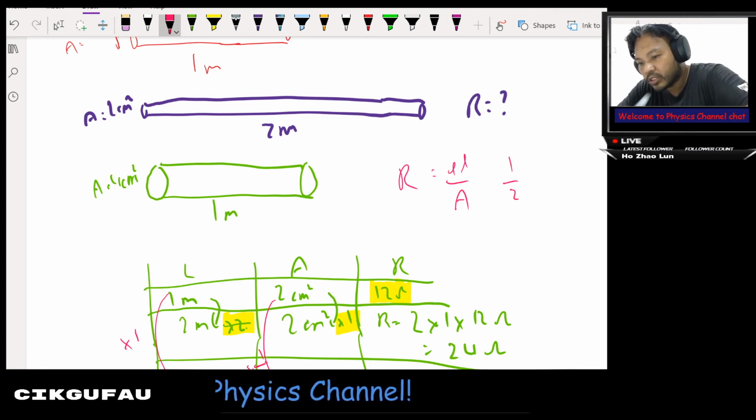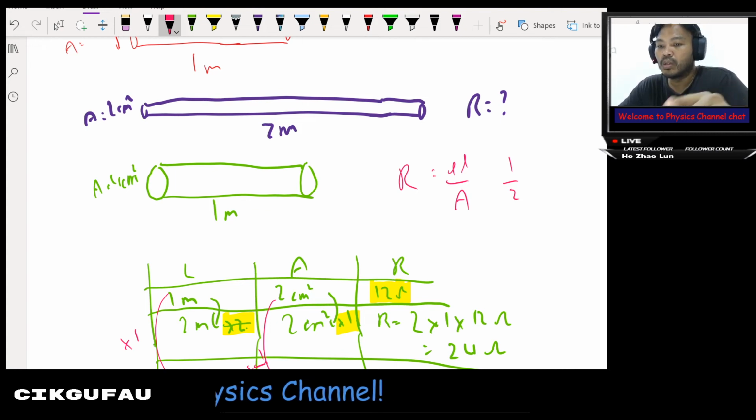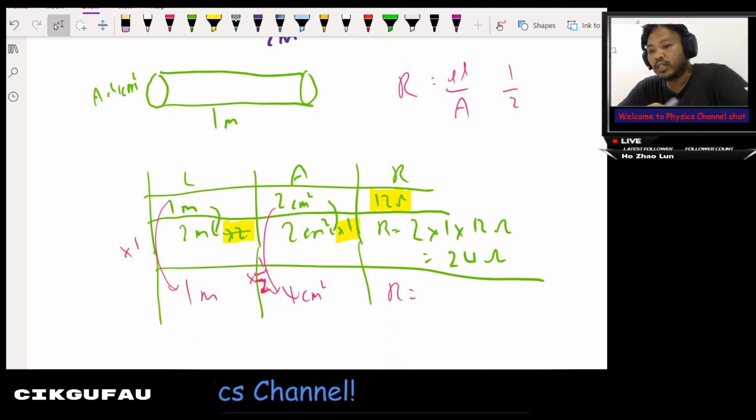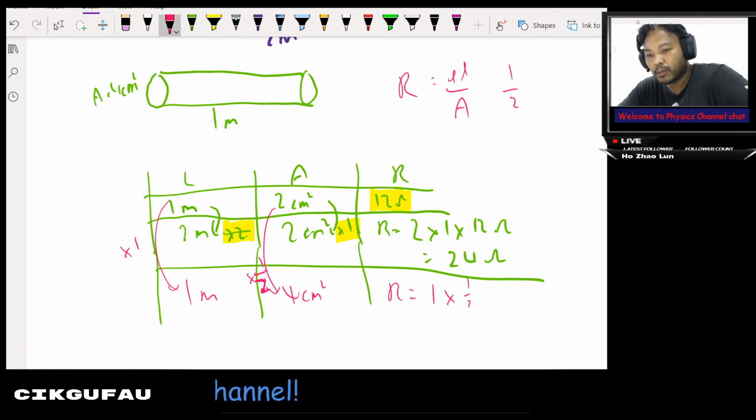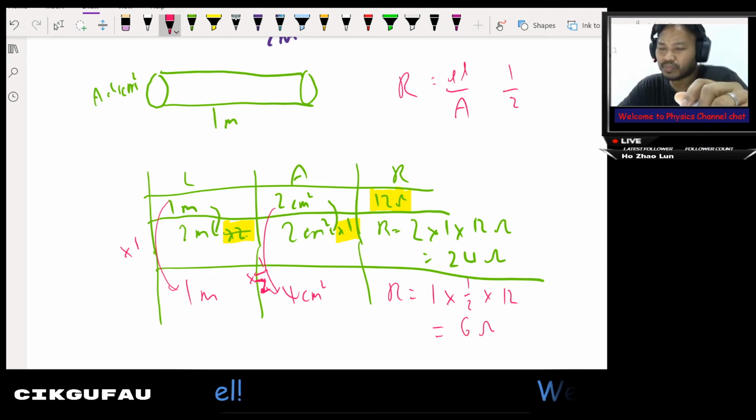Okay, so it's times 1 over 2. So to calculate the resistance, I take 1 times half times 12. So that gives me 6 ohm.